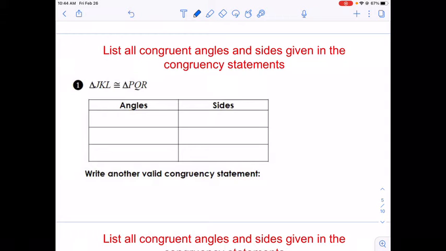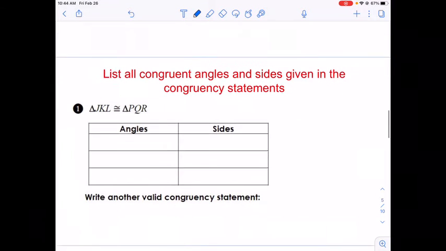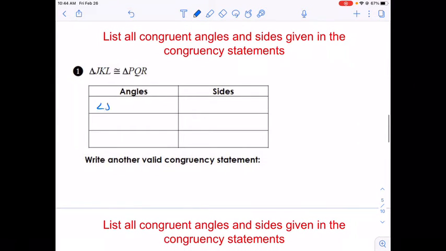So let's take a look here. It says list all the congruent angles and sides given in the congruency statement. So let's look at the angles. We know that angle J is going to be congruent to the first one over here, which is angle P. And angle K is going to be matched up with angle Q, it's the middle, and then the one on the end, angle L, is going to match up with angle R.